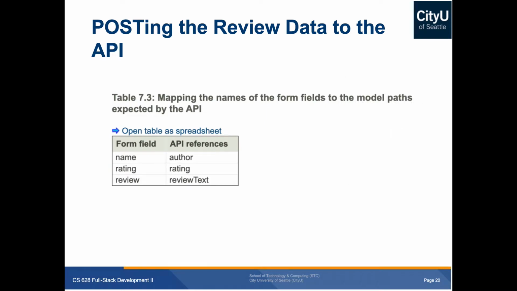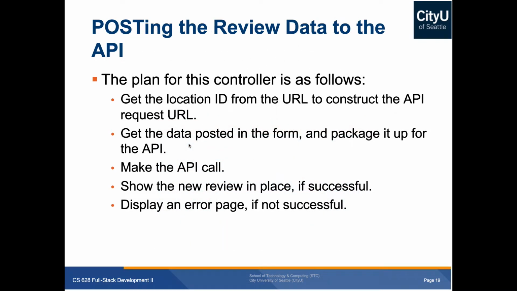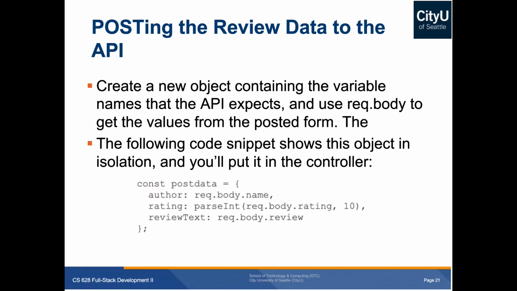So we map the names of the form fields to the model paths expected by the API. The name form field pertains to the author, the rating to the rating, and review to the review text. So going back, this is the form field, and we do want to map them to our model.